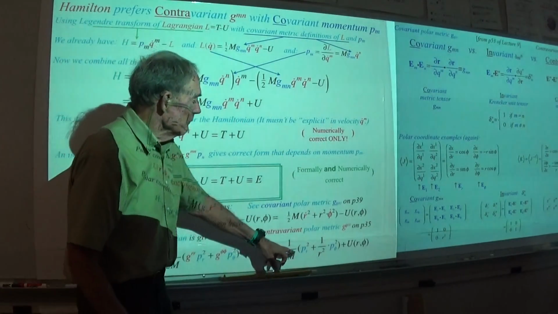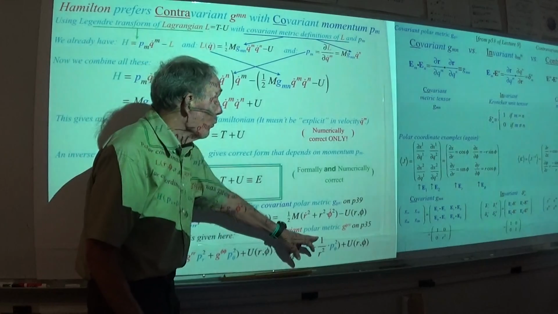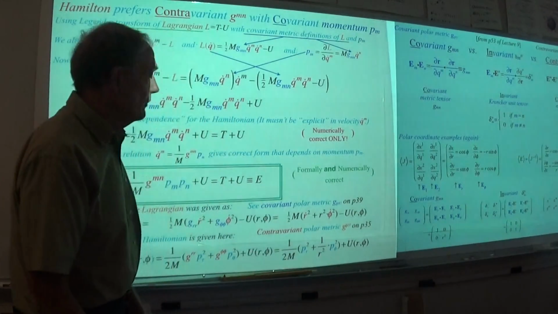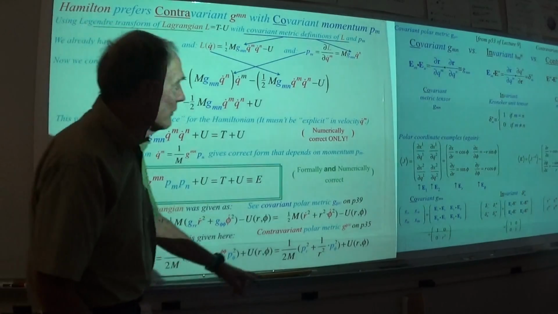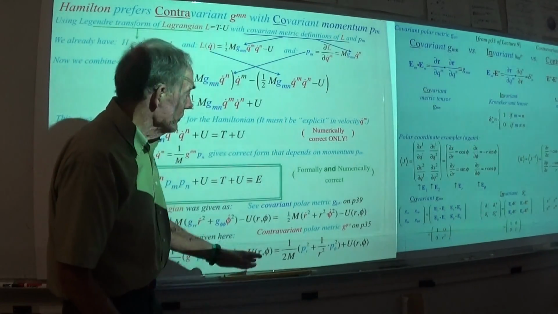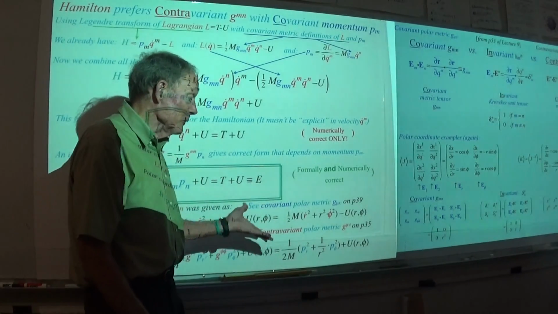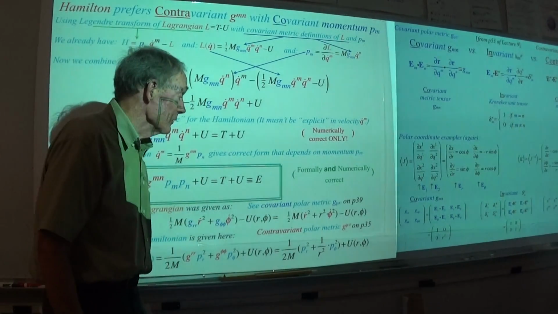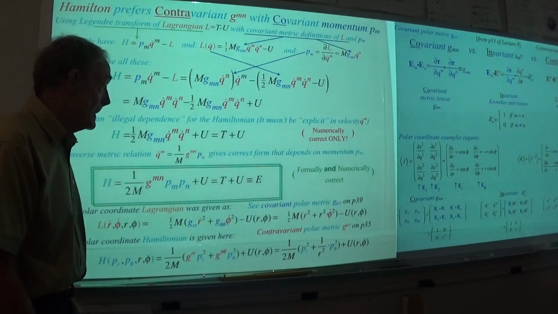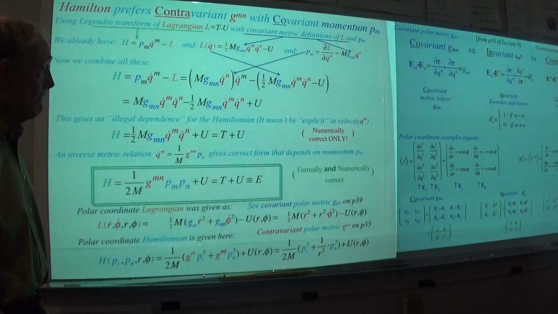So we've got the radial momentum squared, and we've got 1 over r squared, the angular momentum squared. And then we've got a plus sign on u instead of a minus sign. So there's a good chance to compare, in this simple polar coordinate system, the relationship between the Hamiltonian and the Lagrangian.